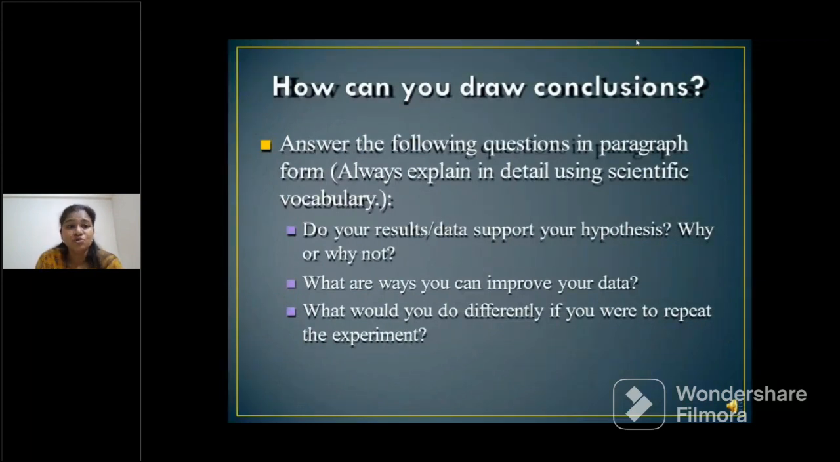How can you draw conclusions? Answer the following questions in a paragraph. Does your result or data support your hypothesis? If yes, how? If no, why? What are the different ways you can improve on your data? What would you do in a different way if you had to repeat the experiment?